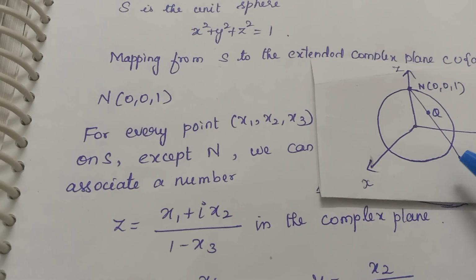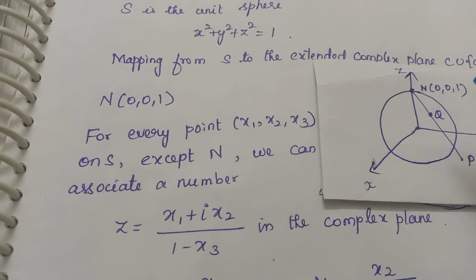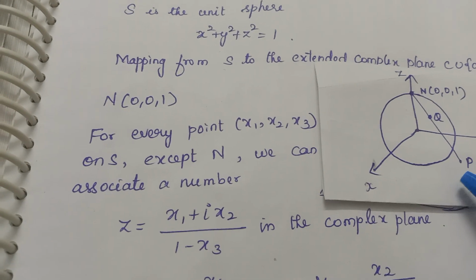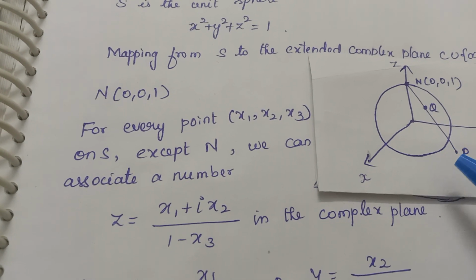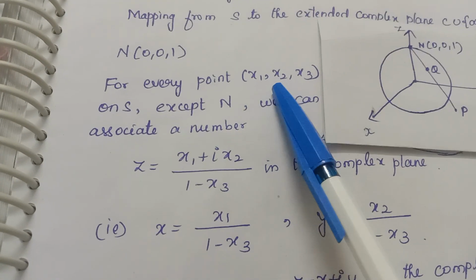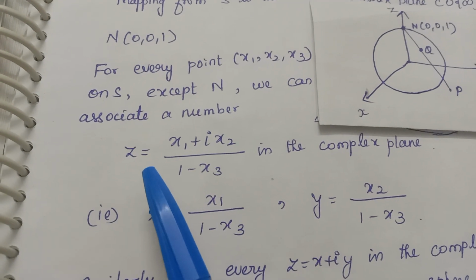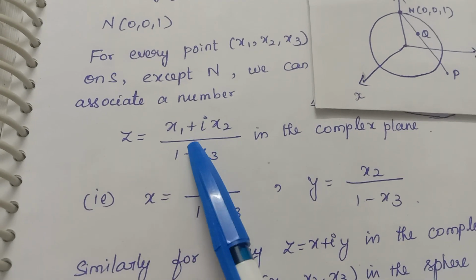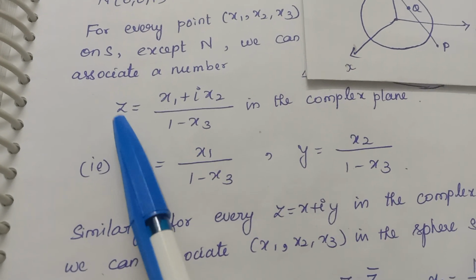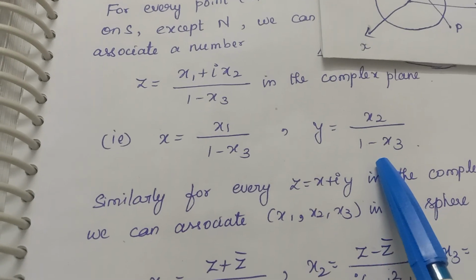So if I know the point on the complex plane, how to identify the corresponding point on the sphere, and similarly, if I know the point on the sphere, how to identify its image on the complex plane. That is what we are going to see in this video. If (x1, x2, x3) denotes a point on the sphere other than N, then the corresponding point in the complex plane is given by z = (x1 + i x2)/(1 − x3). Here this z is nothing but x + iy, so the real part is x1/(1 − x3) and the imaginary part is x2/(1 − x3).